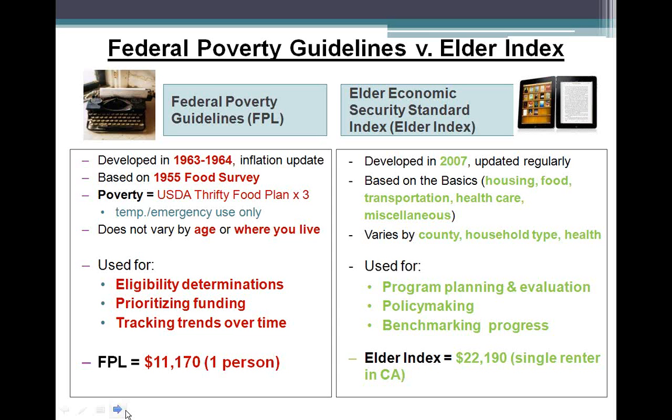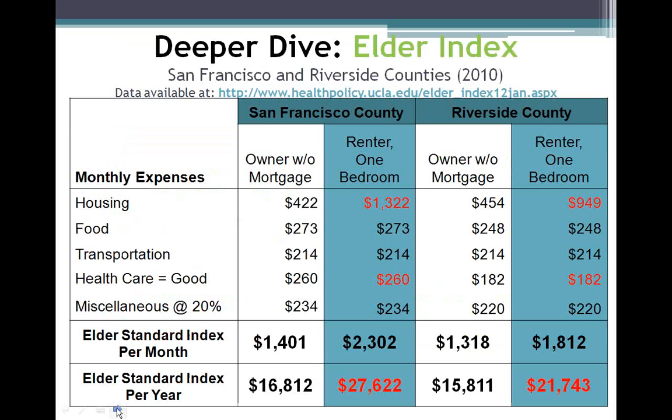So what you're highlighting here and what you can see is that there is a great gap between the Elder Index, which is based on all publicly available data sources that show what it actually costs to make ends meet, when compared to the federal poverty guidelines. So we're trying to highlight the entire community of older adults who are struggling to make ends meet and coming up with policy and programmatic solutions to help close that gap.